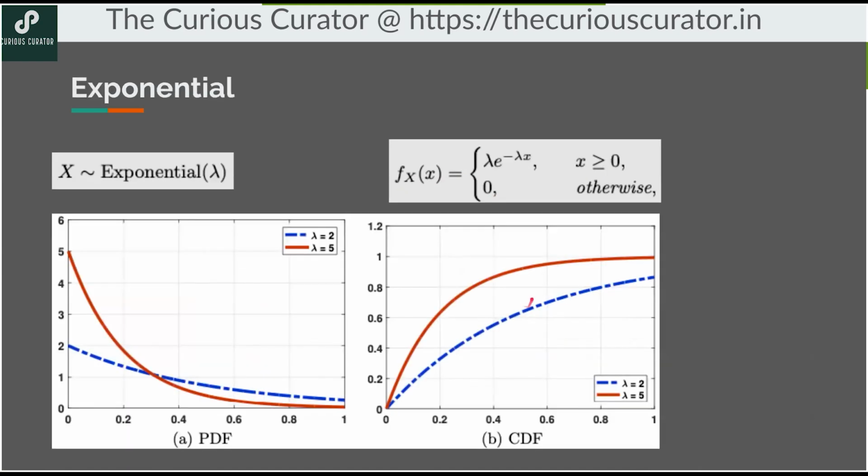The next one is exponential. Again, X is drawn from an exponential with parameter lambda, and this is how you write it. The PDF looks something like this: lambda times e to the power minus lambda x when x is positive. Otherwise, it's 0. Basically, we are just varying lambda and seeing how the PDF and CDF look.